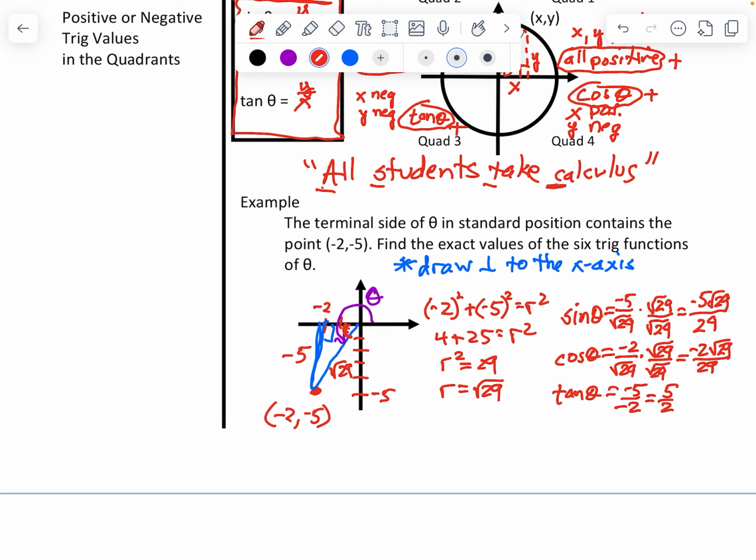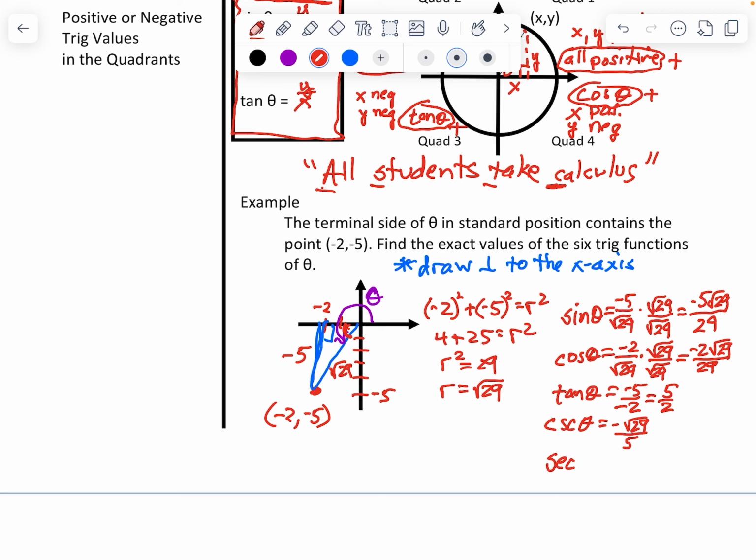So cosecant is just the reciprocal of my sine. I'm going to do the reciprocal before I do all the rationalizing of the denominators. So negative square root of 29 over 5. I can bring the negative up on top or keep it down with the 5. Either one's fine.